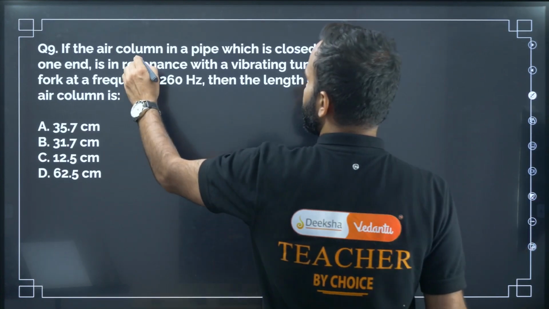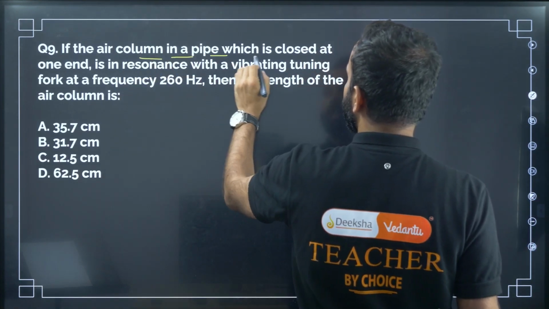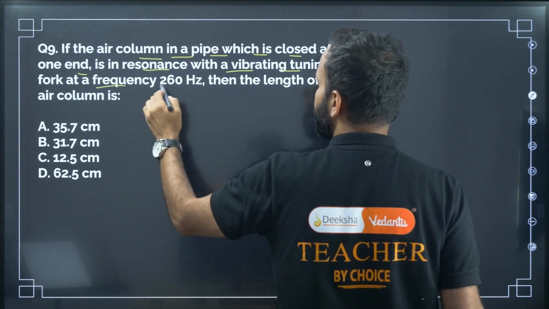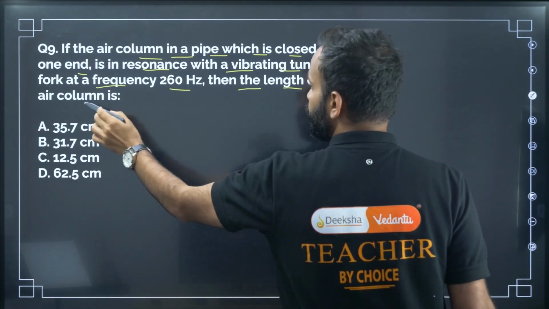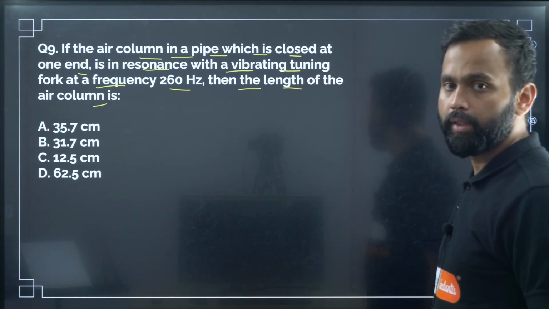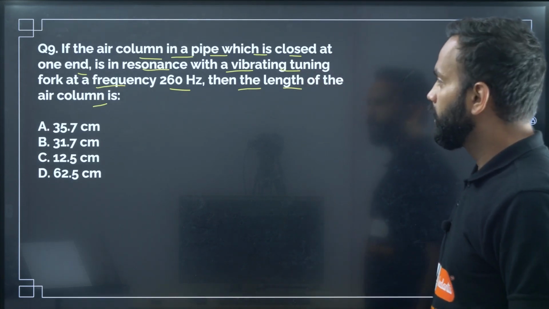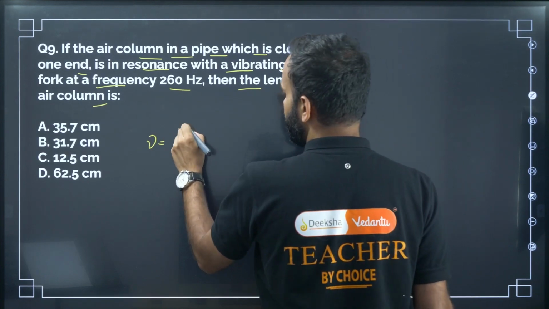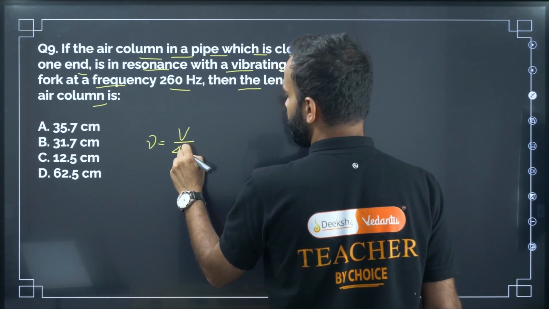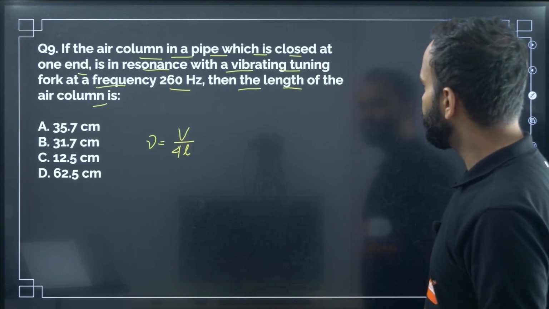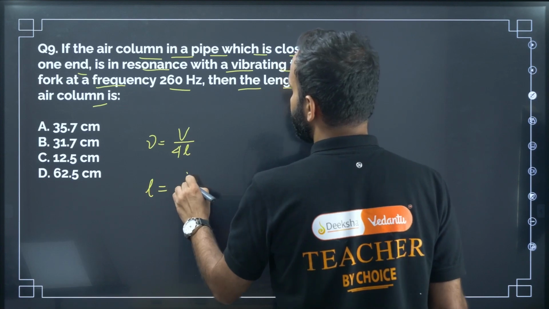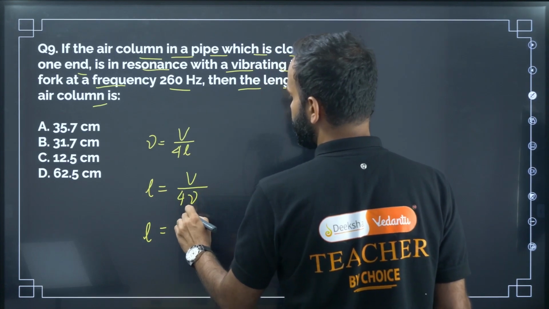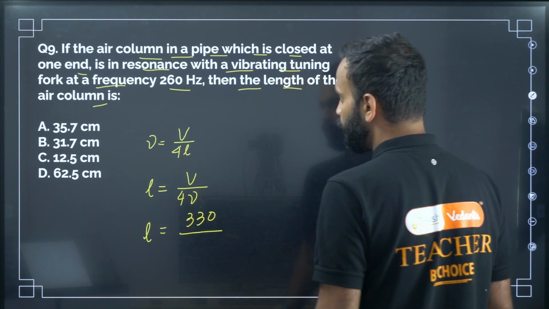Question number 9. If the air column in a pipe which is closed at one end is in resonance with the vibrating tuning fork at a frequency 260 hertz, then we need to find the length of the air column, right? One end of the air column is closed, so the fundamental frequency nu will be equal to V divided by 4L. We need to find the length of the column. Now L equal to V, the velocity of sound in air, divided by 4 into nu. So L equal to V is 330 divided by 4 into 260, right?